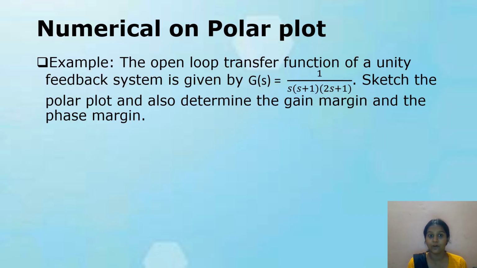So, numerical on polar plot. Let us take an example. The open loop transfer function of a unity feedback system is given by G(s) = 1 / (s(s+1)(2s+1)). Sketch the polar plot and also determine the gain margin and the phase margin.